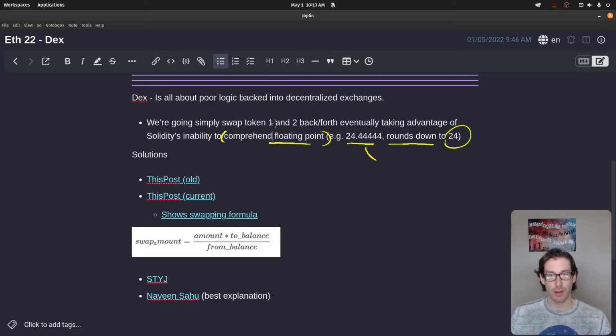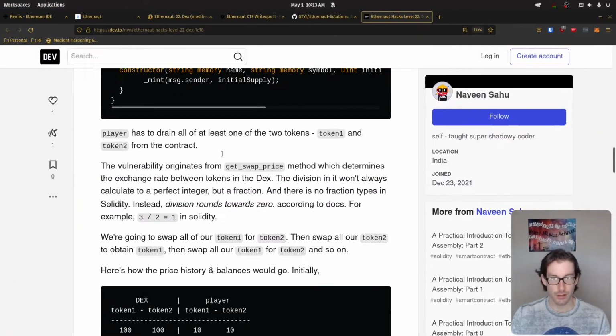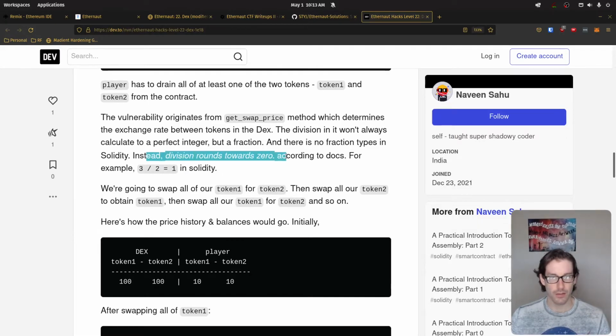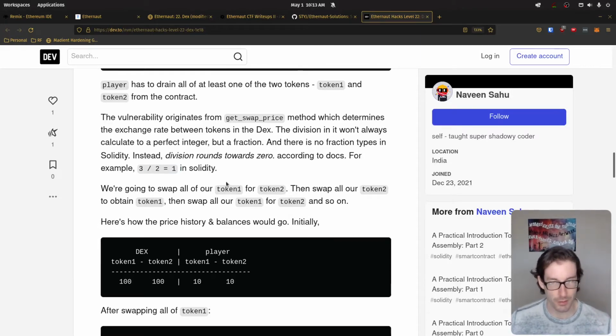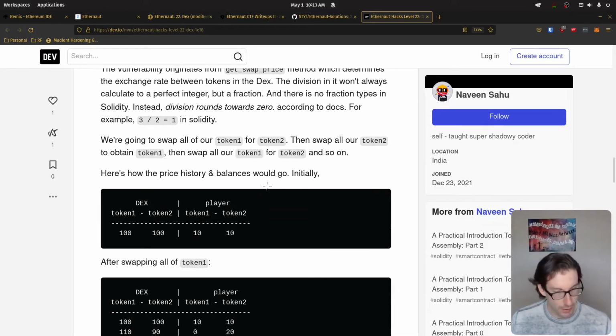So if we swap a few things around, you'll see that this rounding down factor, this issue of not being able to comprehend floating points, is what we're going to take advantage of. And that's something similar that they've explained here, so I'll zoom in a bit so you can see it. And here they're basically stating that division towards 0 rounds down, etc. So if you do 3 divided by 1 or 2, you're going to get 1 instead of what you should get, which is like 1 point something. Cool. So that's the explanation there. And now let's get to their breakdown of what we're going to do here.